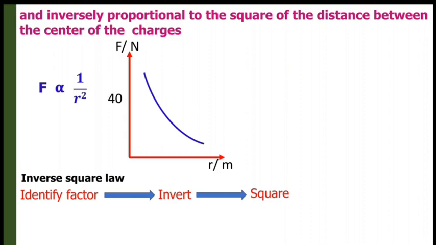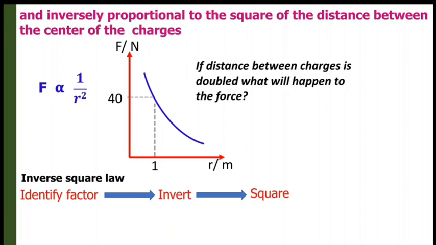Okay. All right. Suppose the force between 2 charges is 40 newtons when the distance between the 2 charges is 1. If the distance between the charges is doubled, what will happen to the force? We know that the force is going to decrease because this is an inverse relationship. One quantity increases, the other one decreases. So, let's identify the factor here. The factor is doubling of distance. Doubling means times 2, right?